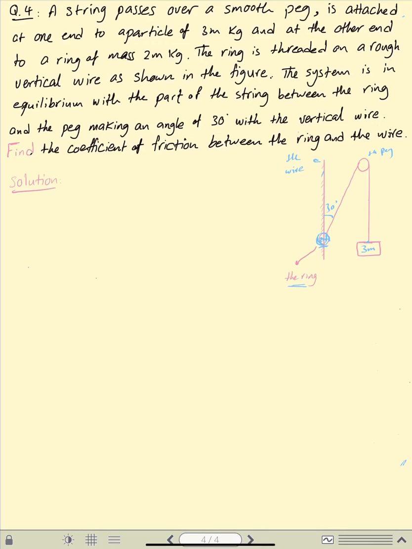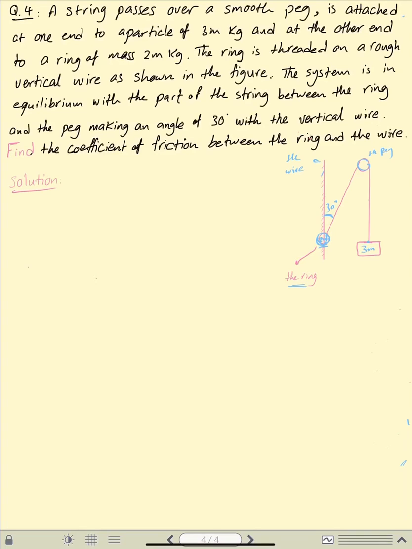The system is in equilibrium with the part of the string between the ring and the peg inclined at an angle of 30 degrees to the vertical wire. Find the coefficient of friction between the ring and the wire, which is here. Good.